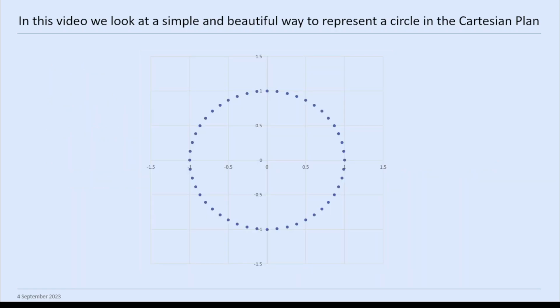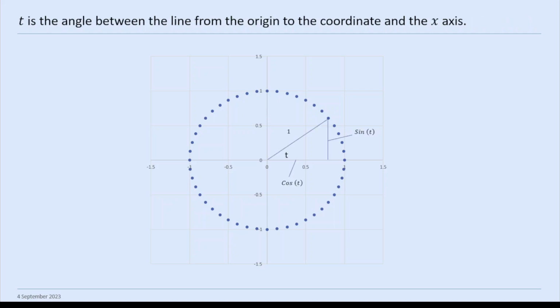Looks like this. Obviously these aren't all the points, they're just a subset. And this diagram kind of brings it to life a bit more. So here's the hypotenuse, which is length 1, and then here's t, which is this angle. So you've got cos t here, which is the x value, and sine t there, which is the y value.